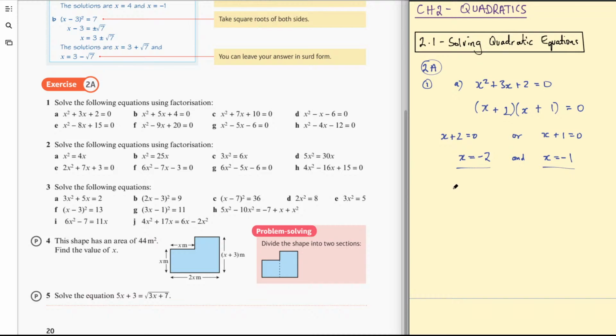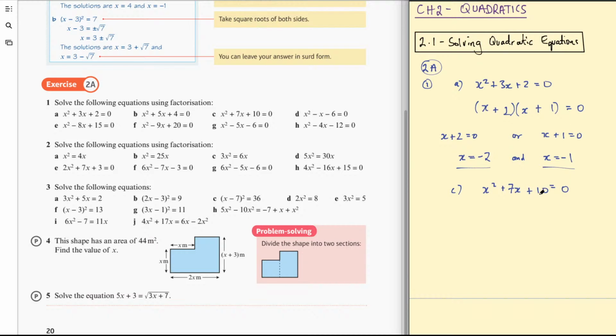Okay, C next. Hey Arvind, welcome. X squared plus 7x plus 10 equals 0. Thank you for joining in.